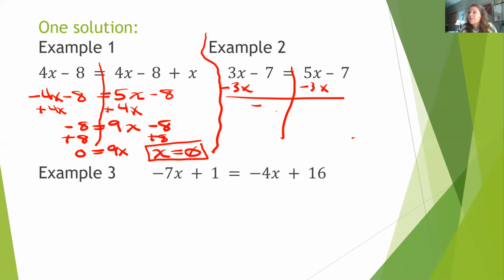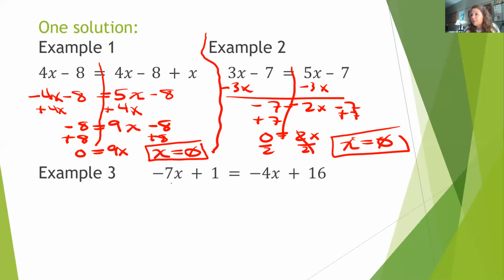All right, on example 2, if I subtract 3x from both sides, I'm going to end up with negative 7 is equal to 2x minus 7. And now I'm going to add 7 to both sides. So I get 0 is equal to 2x. When I divide by 2, that goes away. x is equal to 0 again. And then the bottom one right here, if I'm going to get my x's together, I'm going to add the smaller of the two x's. Negative 7x is smaller than negative 4.